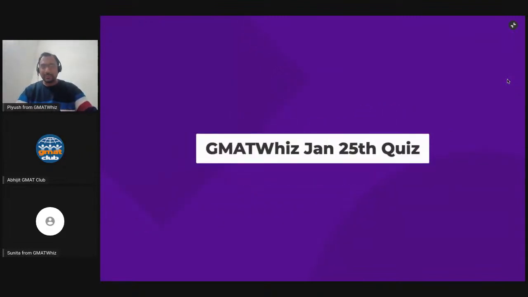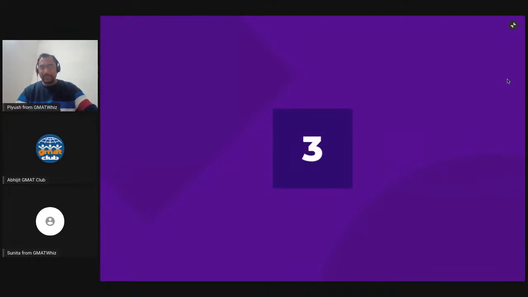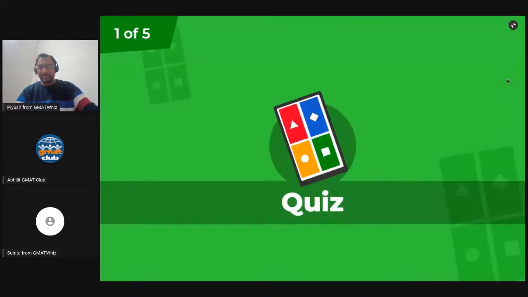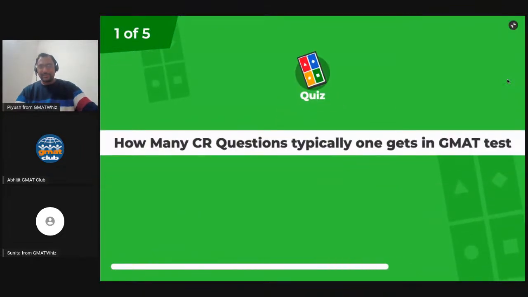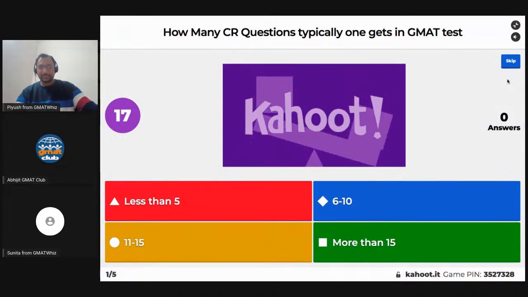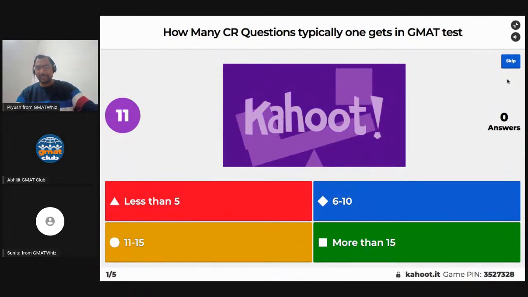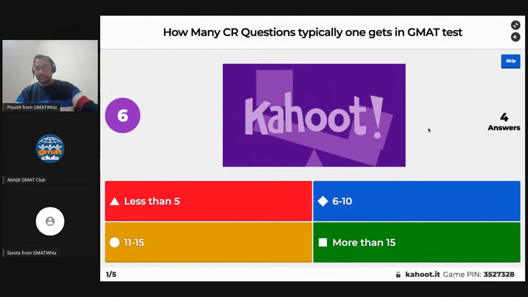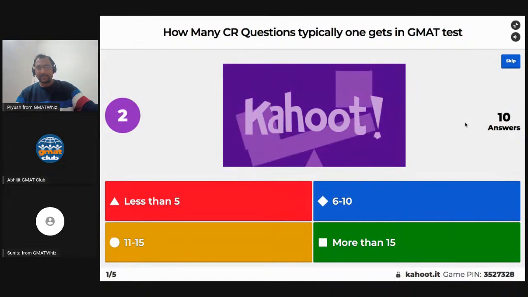So here's the first question in front of you. It's by GMAT Wiz. So it's gonna be there live. You have 20 seconds to answer it. All the best, guys. So the question is, how many CR questions typically one gets on the GMAT test, actual GMAT test? Is it less than 5, 6 to 10, 11 to 15, or more than 15? Just put the right answer in your apps. I see 7 answers are already done. Okay, time runs out now.